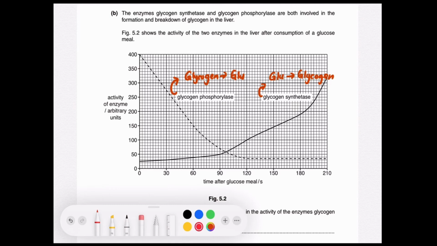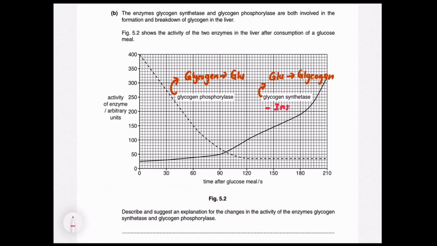So you will know that this is the influence of insulin, which is released when the blood glucose concentration is high, while the other one is the effect of the hormone glucagon, which is released when the blood glucose concentration decreases. So for this question, students are expected to describe the graph and explain the changes.